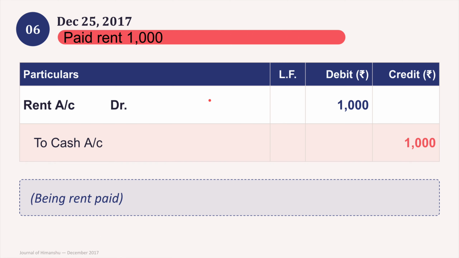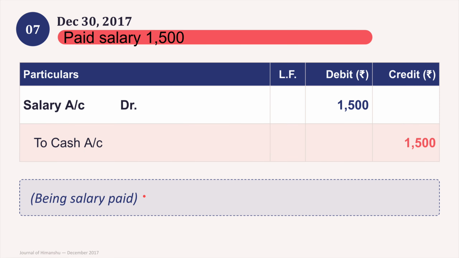Okay. Next. Paid rent rupees 1000. So here rent is an expense. So all the expenses have to be debited. So rent account debtor to cash account. Cash is a current asset. Any decrease in asset has to be credited, or you can say debit what comes in, credit what goes out. So cash is going out. So 1000 in the respective debit and credit columns, and the narration will be being rent paid.